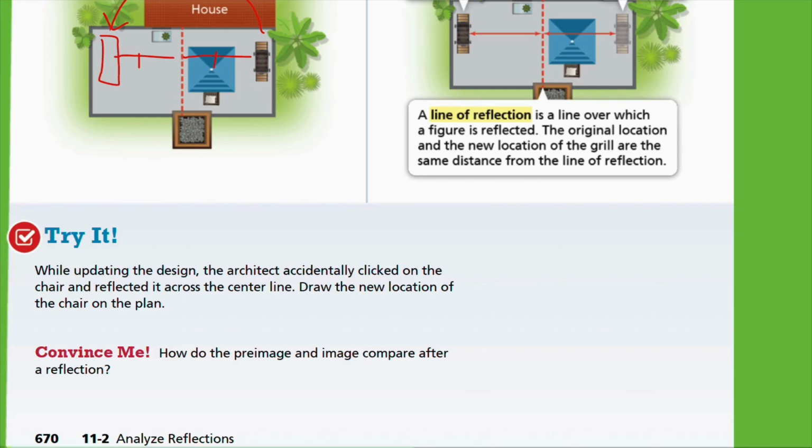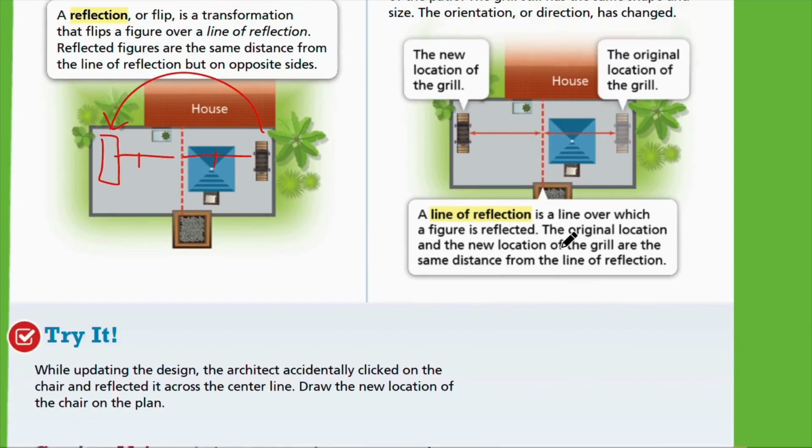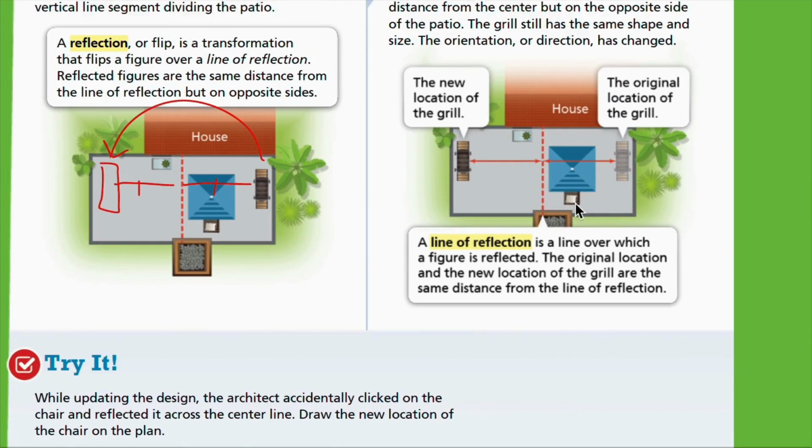I don't know if you can see that, but the chair is right below the blue roof. So also, it's the same way: you're going to reflect this across the line of reflection, and it needs to be on the opposite side, but it has to have the same distance from the line of reflection.